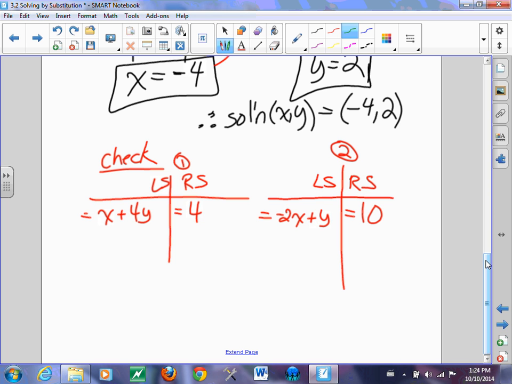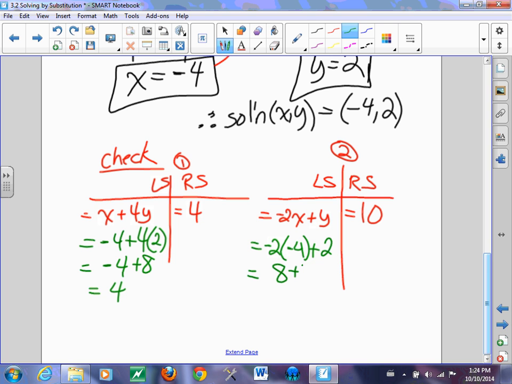All right, sub in our values. So we've got negative 4 plus 4 times 2. Negative 4 plus 8 equals 4. So far that works. Let's do the second one. So negative 2 times negative 4 plus y, which is 2. So negative 2 times negative 4 is positive 8 plus 2. 8 plus 2 equals 10.